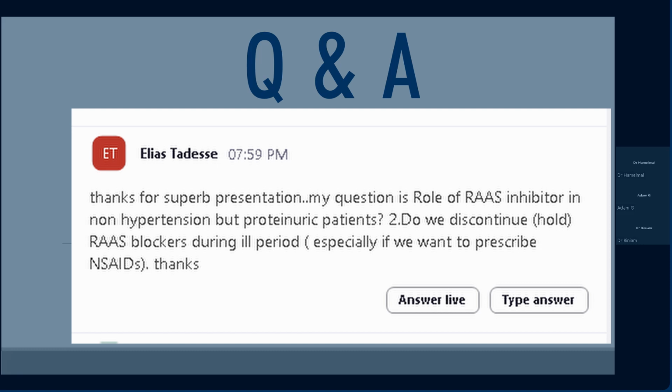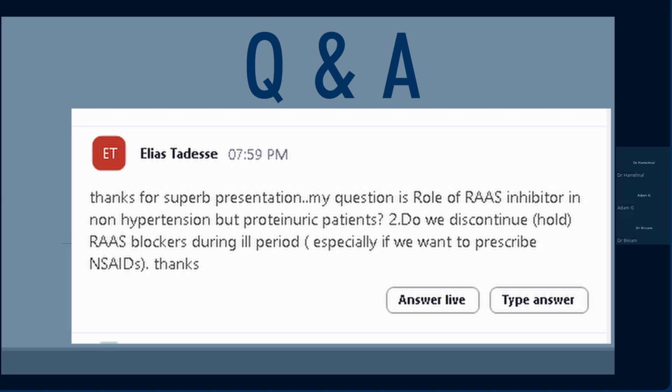It should be used in severely increased albuminuria, greater than 300 per 24 hours. Hold when there is persistent hyperkalemia. Hold during ill period if you want to prescribe. Don't prescribe non-steroidal anti-inflammatory drugs, but you can temporarily hold RAS blockers in patients at risk of AKI or infections and who are at increased risk of acute injury or established acute injury. We can hold RAS blockade, but don't prescribe non-steroidals in patients with CKD. Yeah, on AKI or CKD, better to hold RAS inhibitors temporarily.